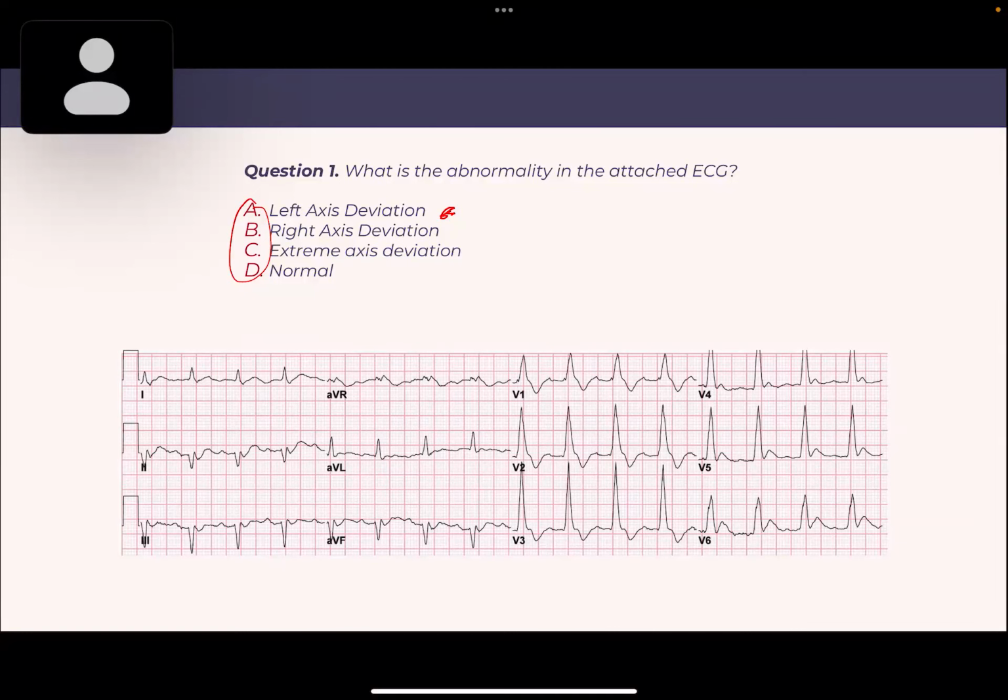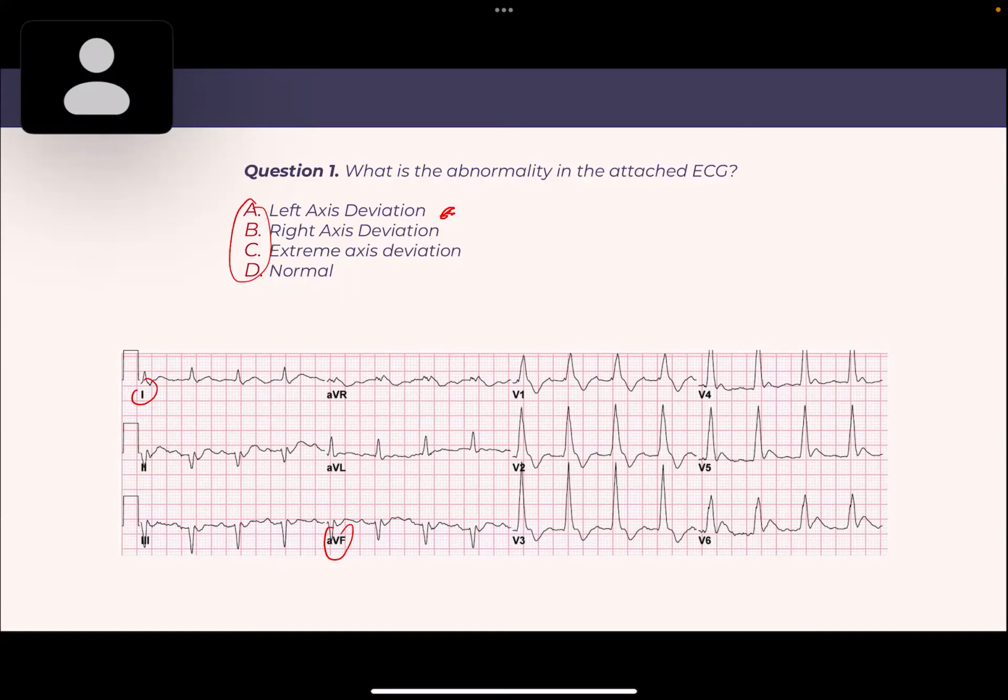Lead 1 and AVF. Exactly. And what exactly are we looking at? Is it the P wave, the QRS complex, or the T wave? R wave. Exactly. So that will be your R wave. What's the next step? You looked at lead 1 and AVF.